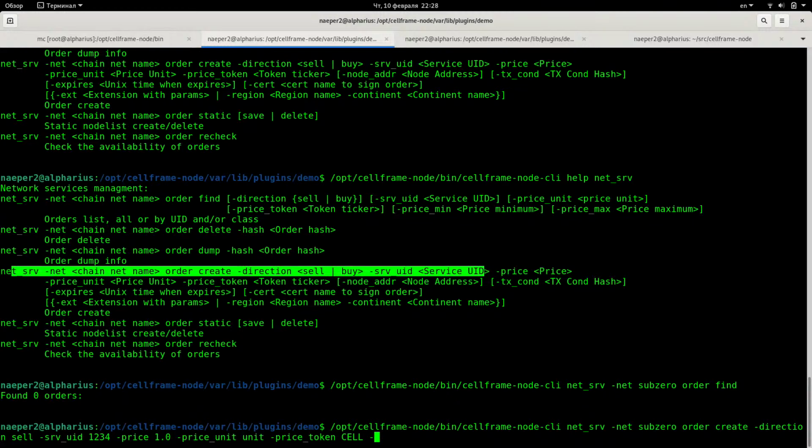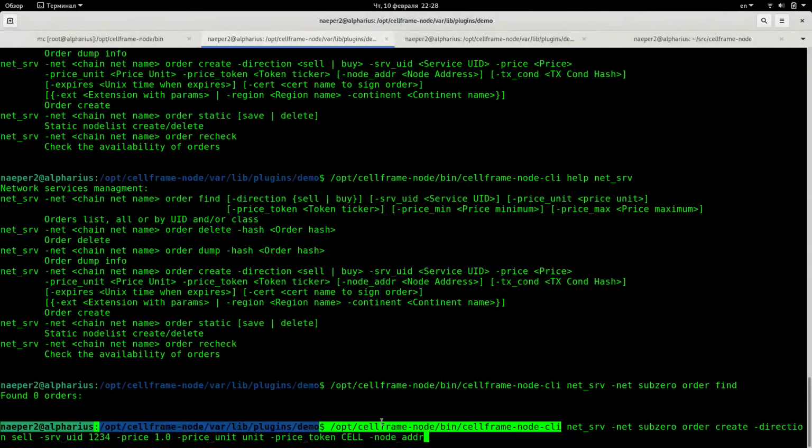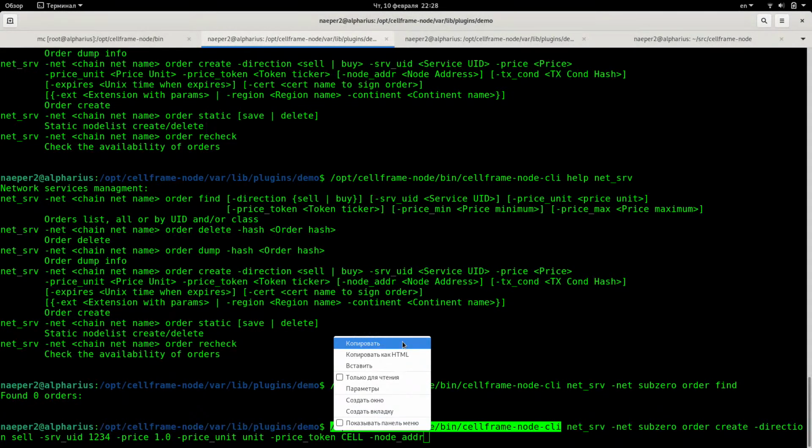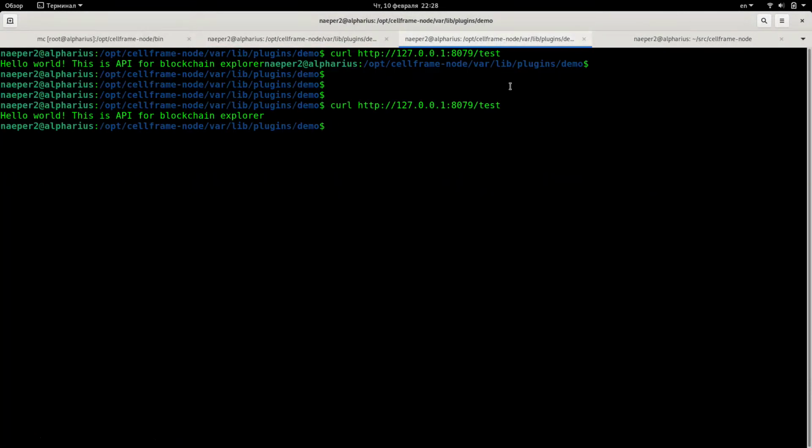And then optional things. First, node address. You require this address if this order is related to your IP address. For example, you share VPN and you want to show something. So for this, you need to know your address. How to know this address? Let me show.